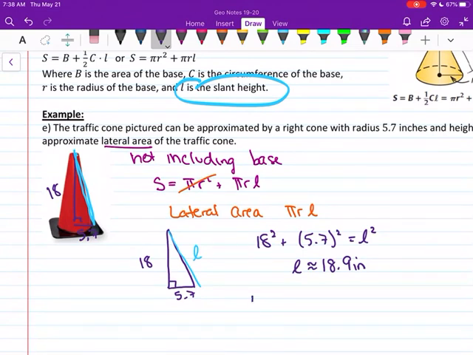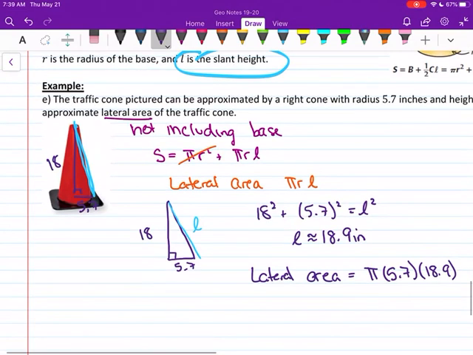And so then when I plug it into my formula, my lateral area is going to equal pi times my radius, which is 5.7, and then times my slant height, which we just found was 18.9 inches, which is approximately 338.4, and it's area, and my units are inches, so inches squared.